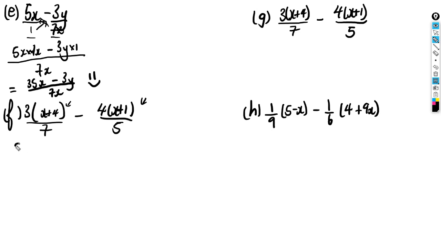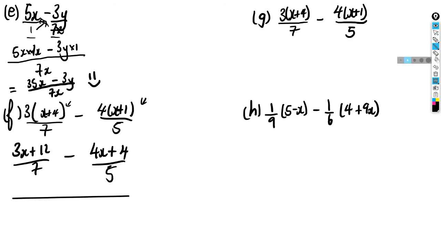So we're going to get 3x plus 12 over 7 minus 4x plus 4 over 5, right? Yes, that's what we want. Then the next thing is we're going to do the same thing like we did before. We're going to draw a line for the denominator, and in order to find the LCM, we're just going to multiply the 7 by the 5, and we're going to get 35.